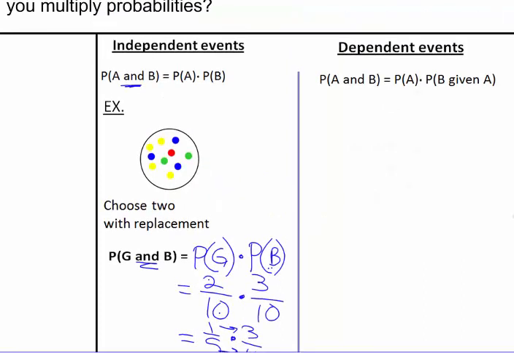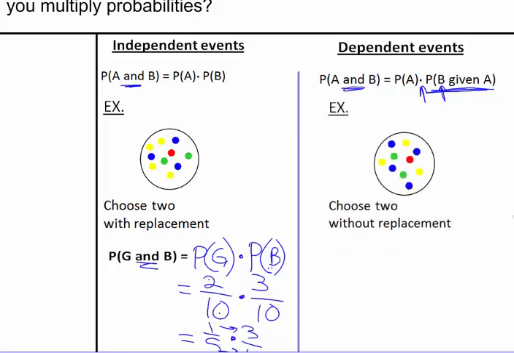Now, dependent events. Dependent events in general are pretty much the same thing. It's an and question, and you're multiplying. The probability of B given A is just saying that the probability of B is going to change based on what event A was. Let's look at an example. It helps to explain what that means.